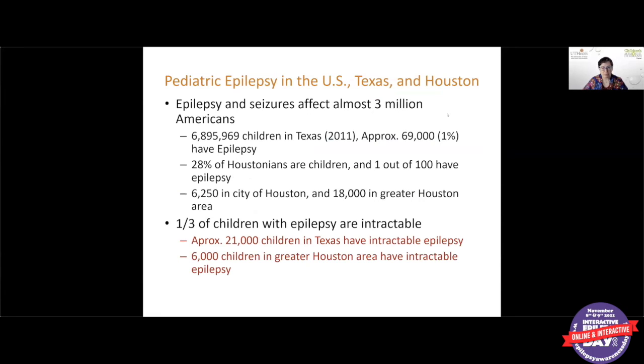So there are about 3 million Americans who have epilepsy in the US, and there are about 6 million children in Texas who have epilepsy. There are about 6,000 people in the city of Houston and 18,000 in the greater Houston area who are children who have epilepsy. And about a third of those children, and this is also true for adults, about a third of adults and children with epilepsy are what we call intractable, meaning they don't respond well to medication. We'll talk about that more in a second.